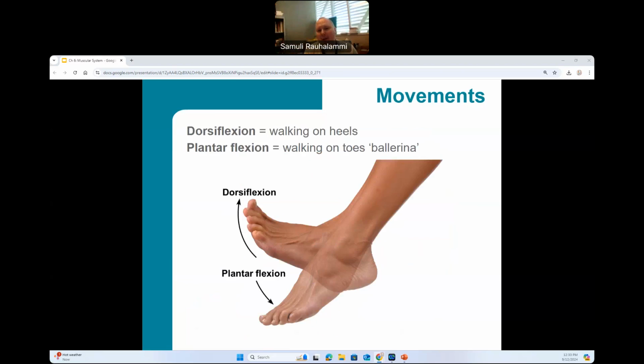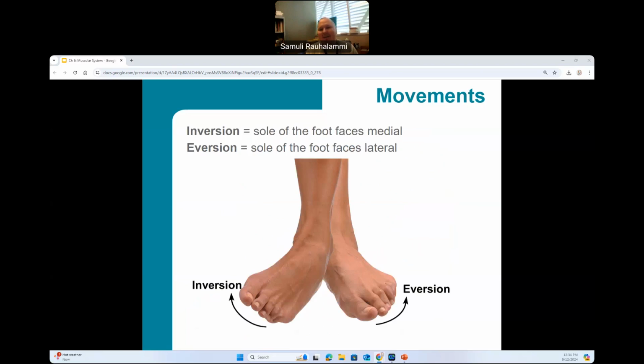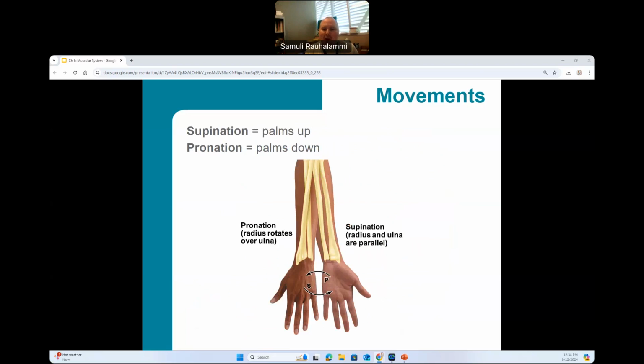Next, let's talk a little bit about dorsiflexion. This is lifting the foot so that the superior surface approaches the shin towards the dorsum. So, for example, walking on heels would be a good example here, whereas plantar flexion refers to pointing the toes away from the head. For example, walking on toes like a ballerina, if you wish. I also wanted to mention inversion, turning the sole of the foot medially, and eversion, turning the sole of the foot laterally.